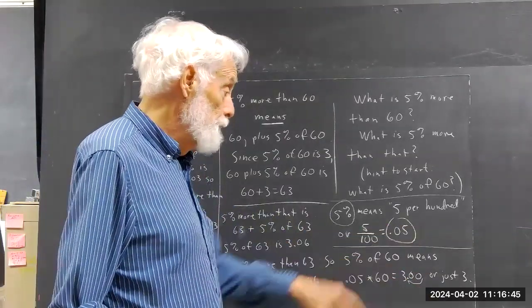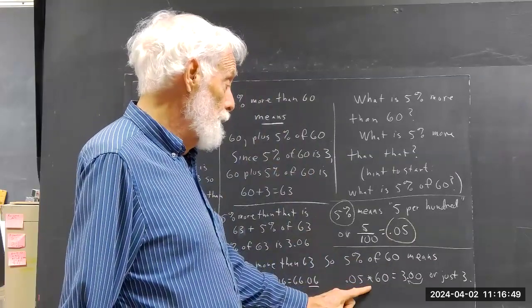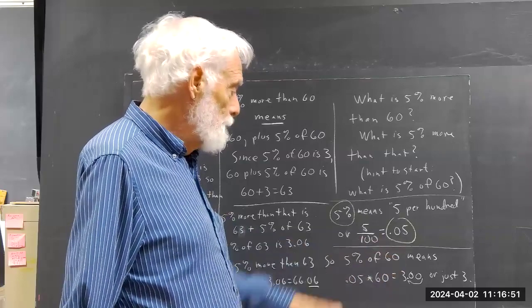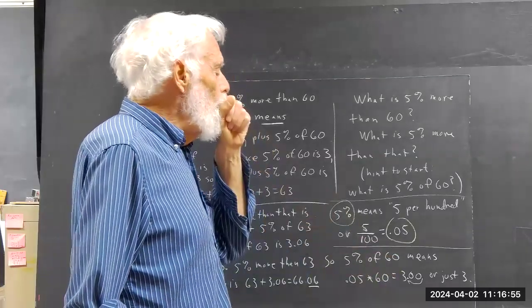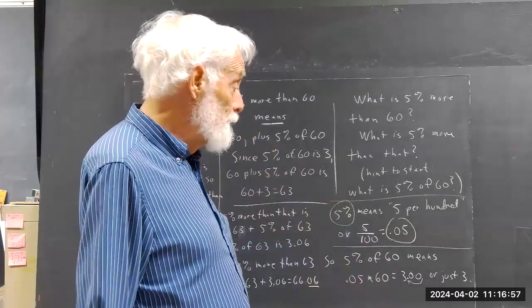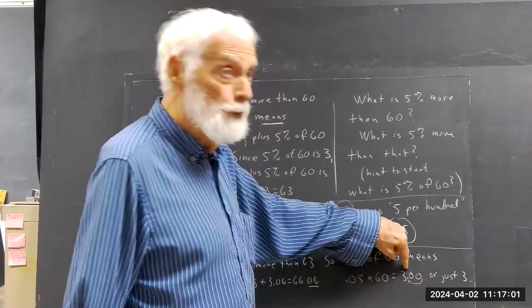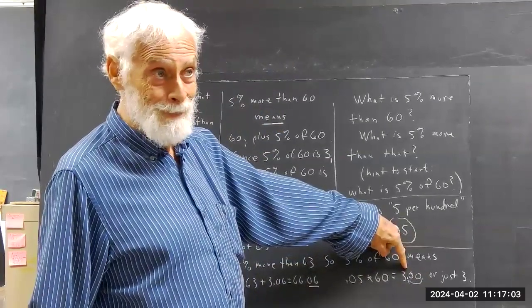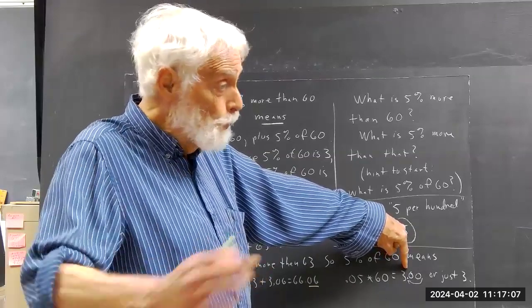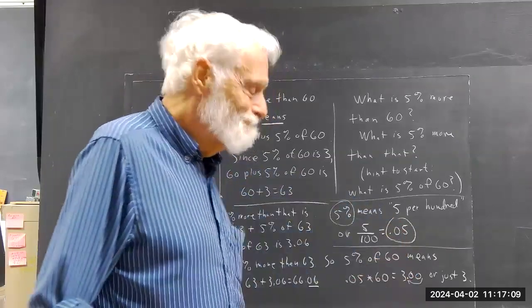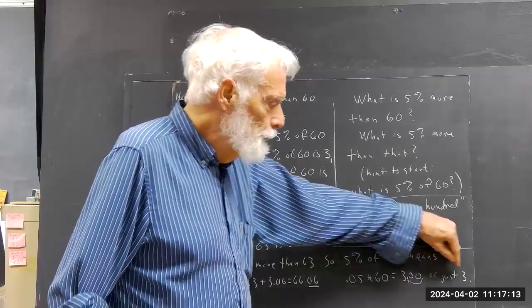Now, 5% of 60 means what? Well, it means 5% times 60, which means 0.05 times 60. You multiply 5 by 60, you get 300. Take that decimal place, move it back 2, and people say they've seen this. So something's making an impression out there. Okay, so it's not total disaster, but close. So we have 3.00.